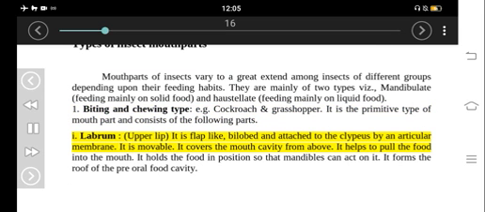i. Labrum. Upper lip. It is flap-like, bilobed and attached to the clypeus by an articular membrane. It is movable. It covers the mouth cavity from above. It helps to pull the food into the mouth. It holds the food in position so that mandibles can act on it. It forms the roof of the preoral food cavity.